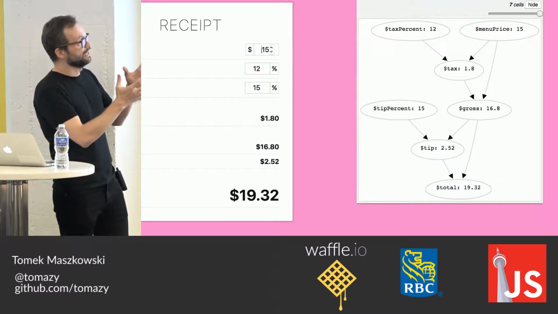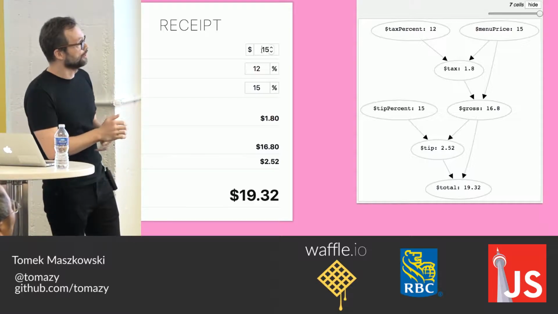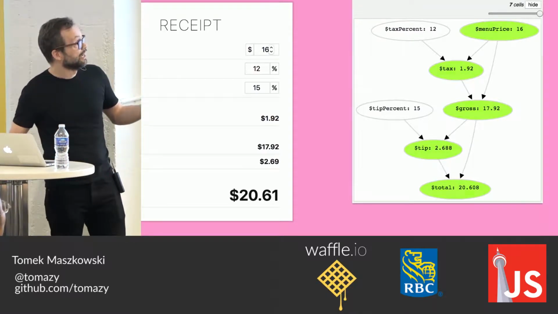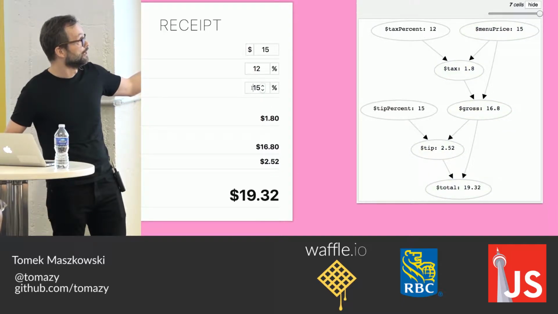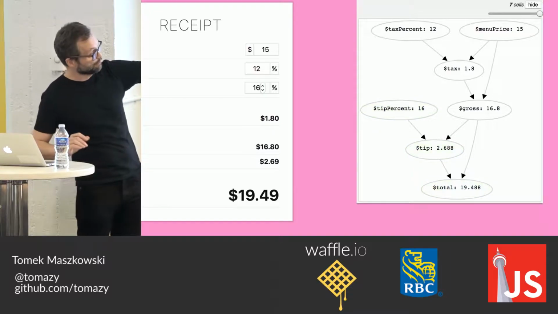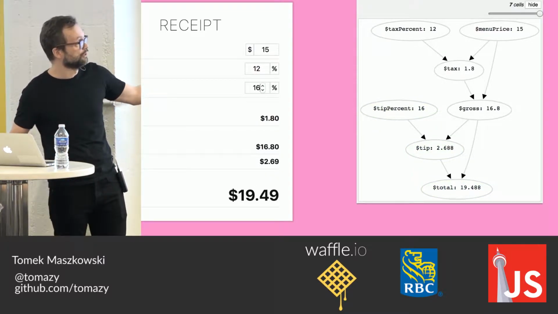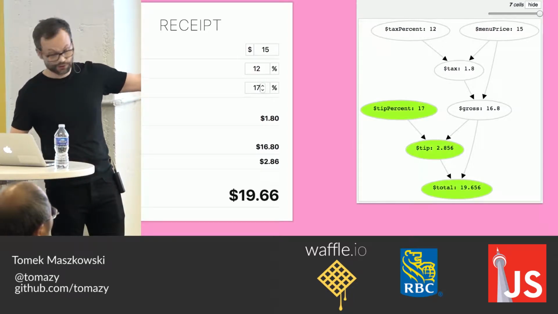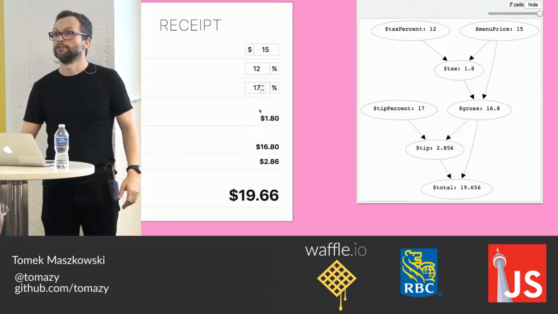We clearly see in a spatial situation how these cells depend on each other. And we actually can see how they change when we change the values of a program, and we see when we change the tip percent, only that branch of the graph changes. We don't have to calculate the tax or the gross whenever we change it, right?